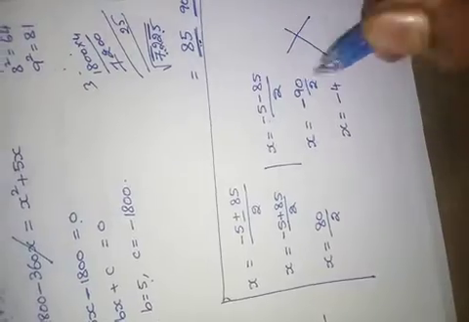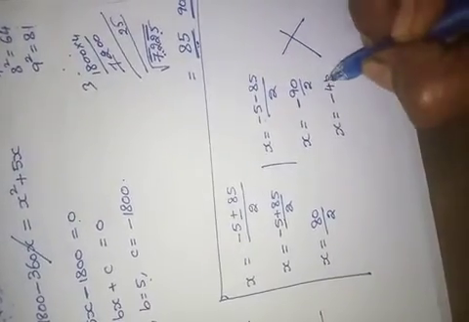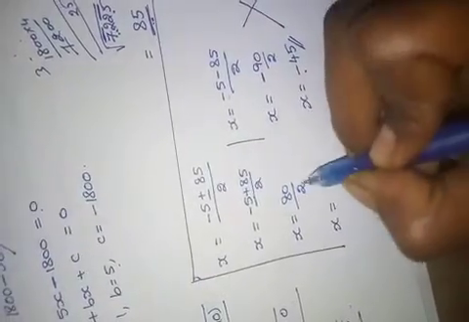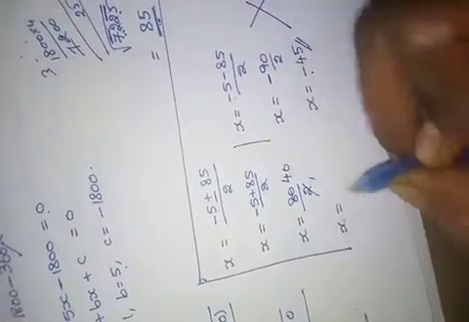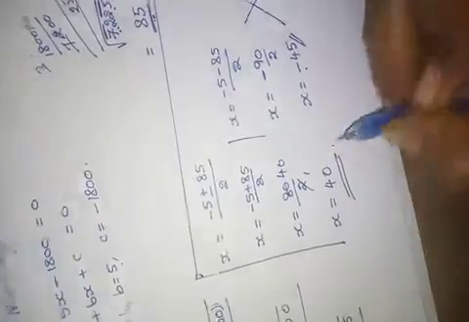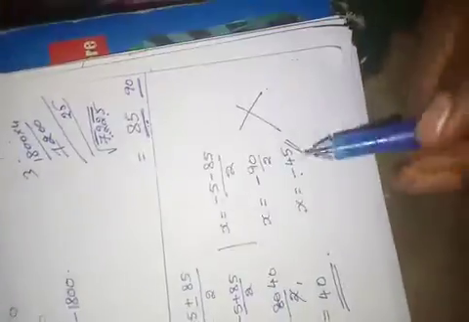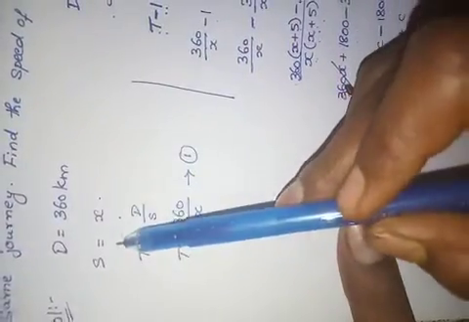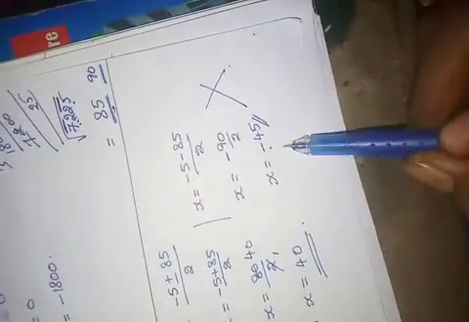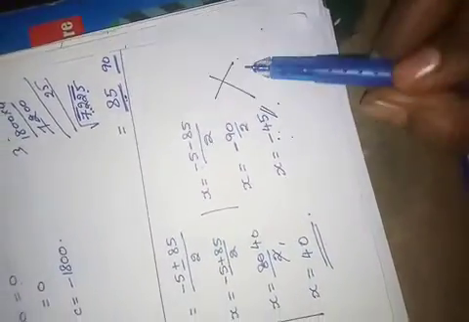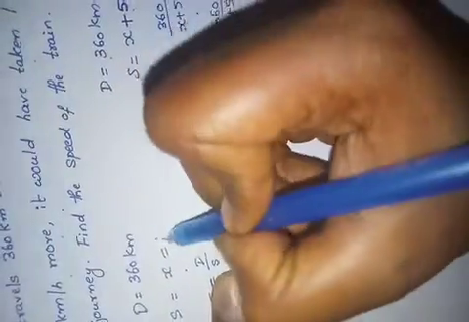2 4s are 8, 2 5s are 45, but negative value, so I am neglecting here. See here, x equals 2 1s are 40. Therefore x equals 40. What is x? Speed. Will the speed be a negative value? No, we are neglecting this. Therefore, the speed of the train equals 40 kilometers per hour. That's all. Our problem is completed.